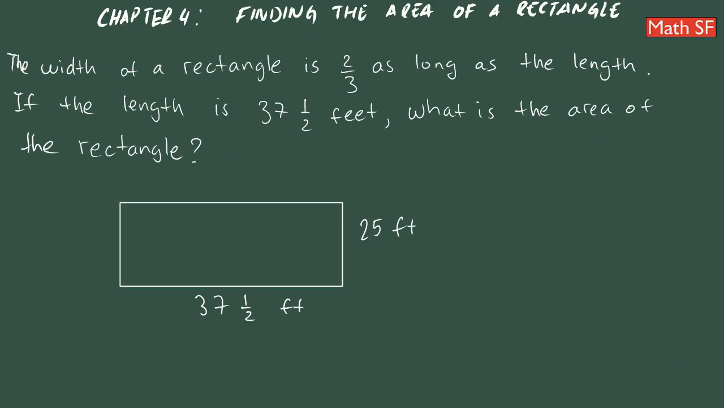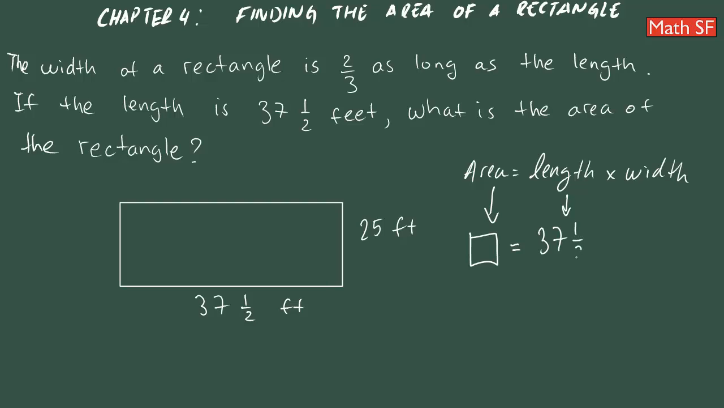Now that we know that the width is 25 feet, we can find the area of the rectangle. The area of a rectangle is the length times the width. Do we know the area? No, that will be our missing box, right? What is the length? The length is 37.5 times the width, which is 25. So we're missing the product.